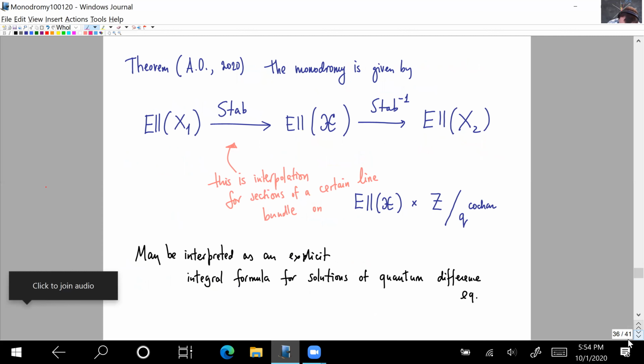And so then there's a completely analogous theorem that this is again given by exact same formula. So you get the stable and the inverse of the other stable, and this again you can phrase in the way you can phrase this extension.